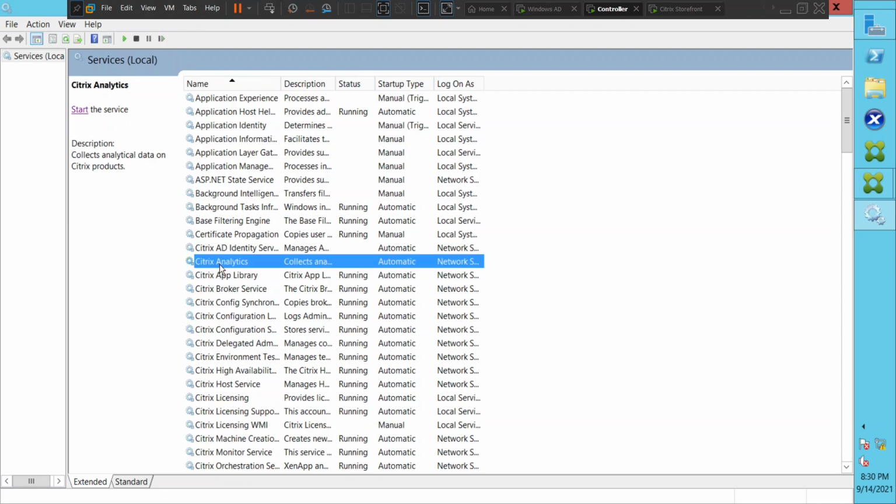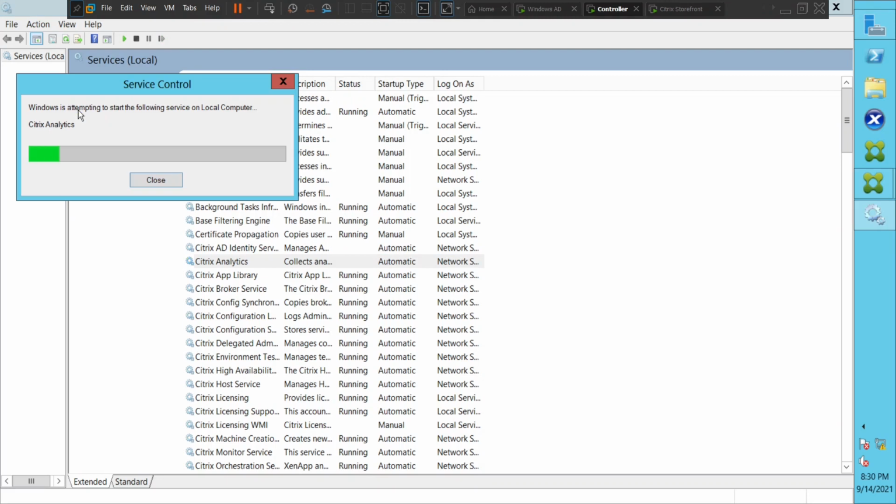Okay, seems like Citrix Analytics is in stop state. Let us start. It should take a minute. And I also see that Citrix AD Identity service is in stop state, so we shall also start that service. Once this service is started.